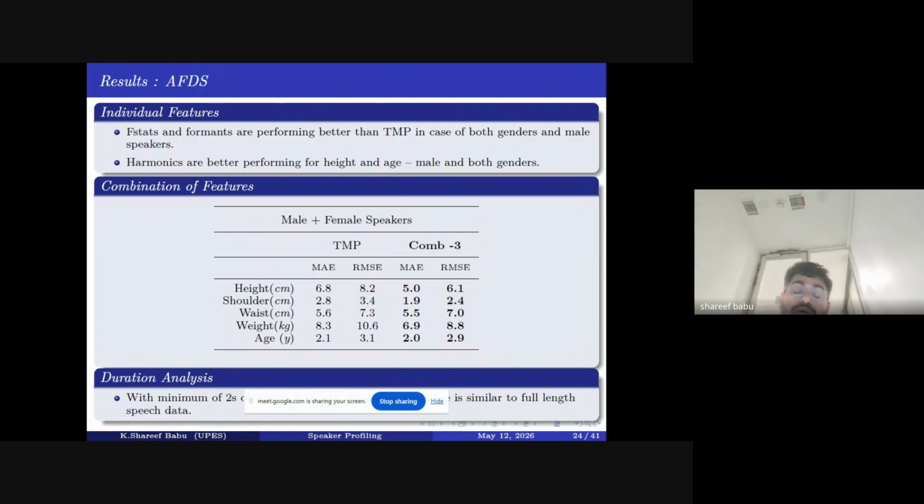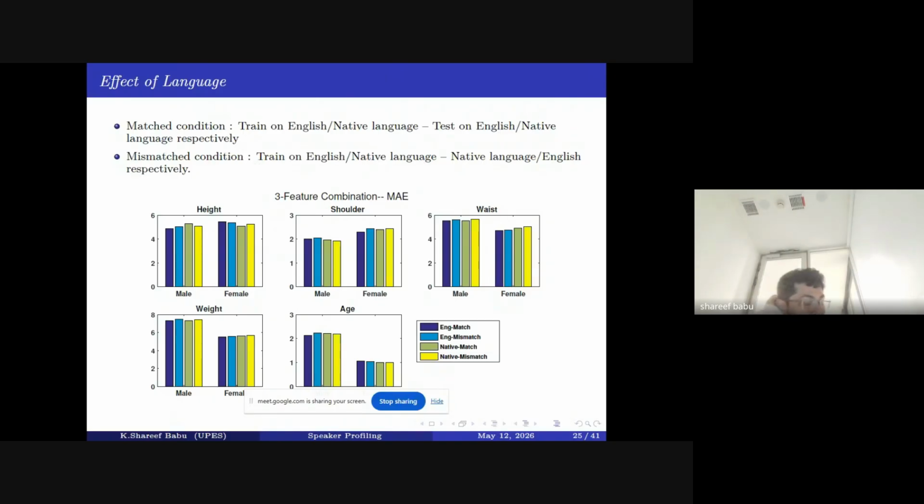But with this duration analysis, we could identify that with a minimum of 2 seconds of speech data, we are able to identify these details, similar to the full length of the speech data. So far, what we observed is all about the utterance level and the multilingual settings. Now we'll look at the multi-accent settings as well.